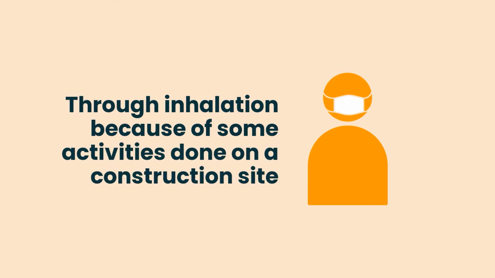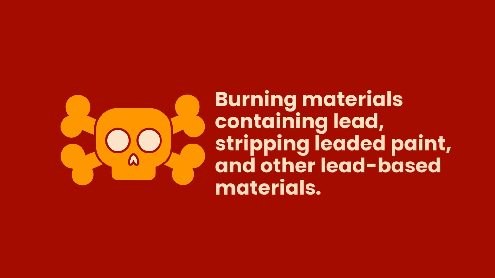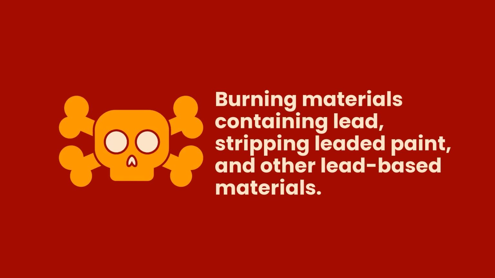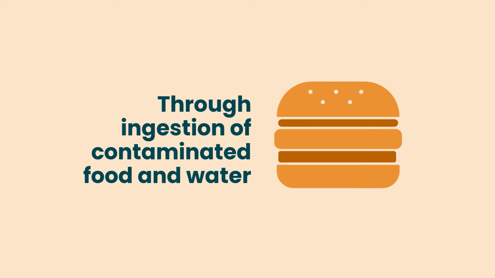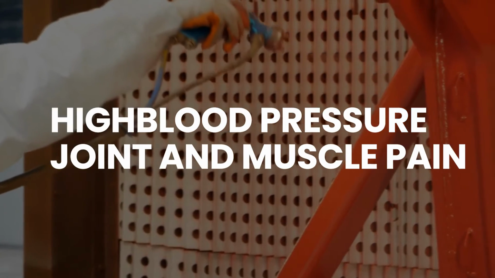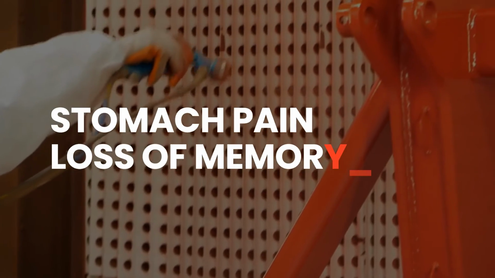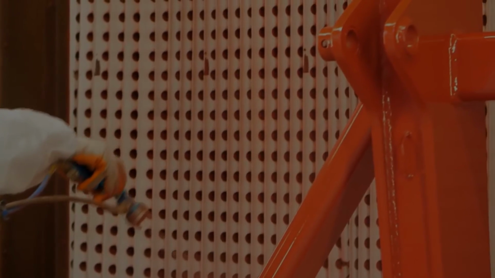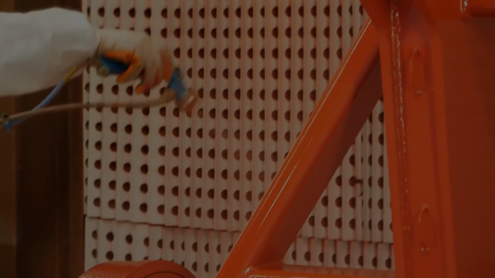It is through inhalation because of some activities done on a construction site, such as burning materials containing lead, stripping lead paint, etc. The second route is through ingestion of contaminated food and water. High blood pressure, joint and muscle pain, stomach pain, loss of memory or concentration, anemia, and headache. These are just some of the early signs of too much lead exposure.